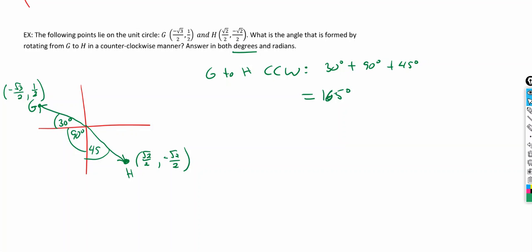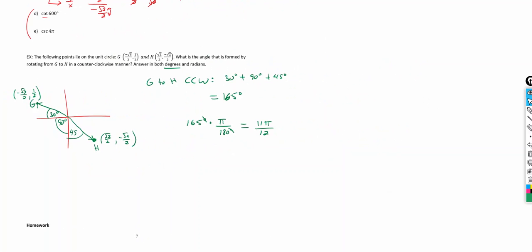So there's our degrees. Now we just have to change to radians, right? So we know how to do this. If we have 165 degrees, I want to cancel those degrees, so I'm going to multiply by pi over 180 degrees, so the degrees cancel. If we do that and simplify the 165 over 180, we get 11 pi over 12. Okay, so that's that. That's in degrees and radians.